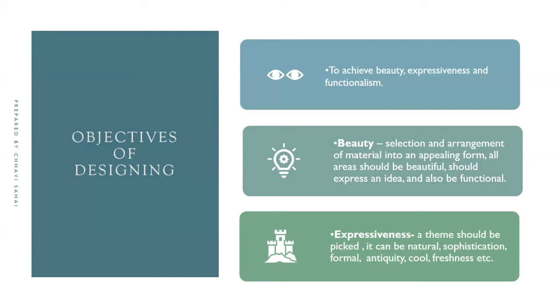So, coming to expressiveness, a theme should be picked. It can be either a natural theme, wherein we use a lot of natural elements in the part where we are designing. It can be very sophisticated, like a hotel which is commercial, which is a business hotel. It has to have a sophisticated interior design. It can be very formal. It can be antiquity. If it's a resort, it can be cool. It should be conveying freshness, etc.